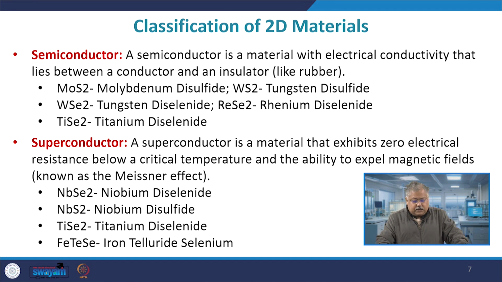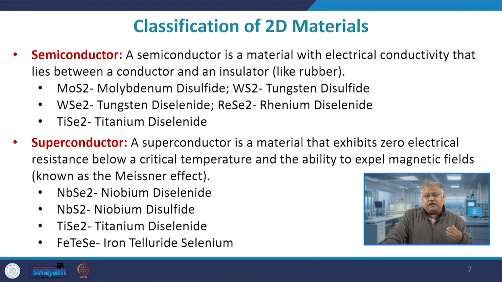What is a superconductor? A superconductor, as you all know, exhibits zero electrical resistance below a critical temperature, known as the critical temperature, and it has the ability to expel the magnetic field out of it. This is also referred to as the Meissner effect. Examples are niobium diselenide, niobium disulfide, titanium disulfide, and iron telluride selenium. These are a few examples of superconducting 2D material.